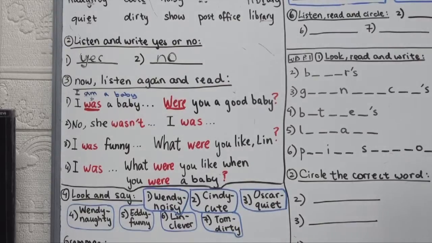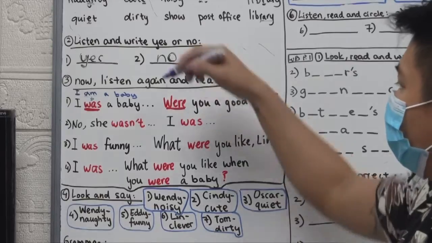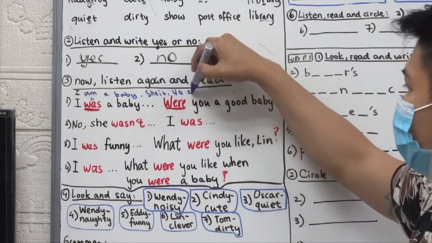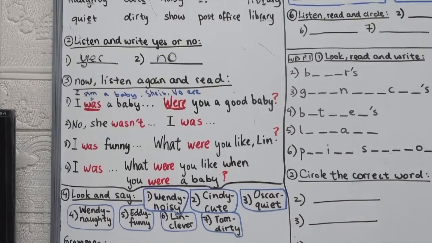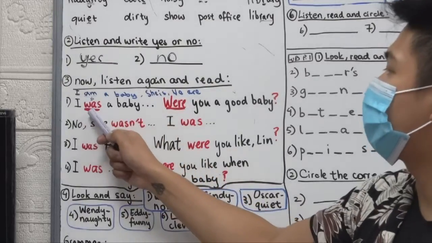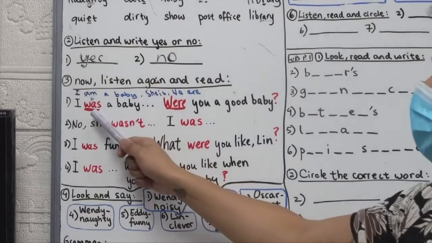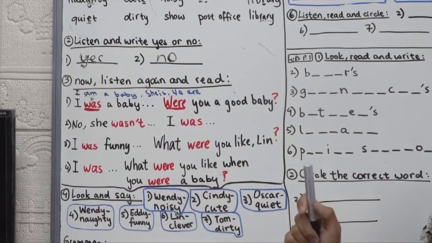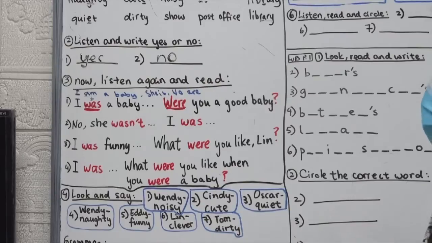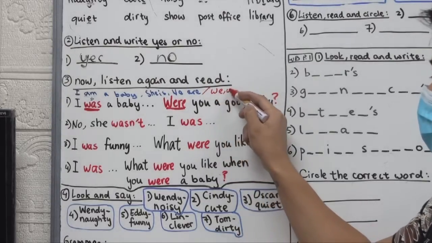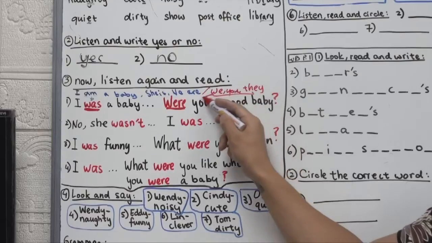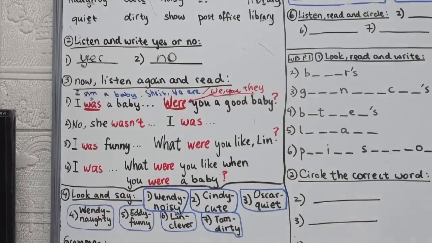Now there are different kinds of rules. We have I am, she is, and we are. It's the same in the past tense. So I was, she was, he was, and it was. Now for we, you, and they, in the past tense we will use were. Were you a good boy? Were you a good boy or a good baby?